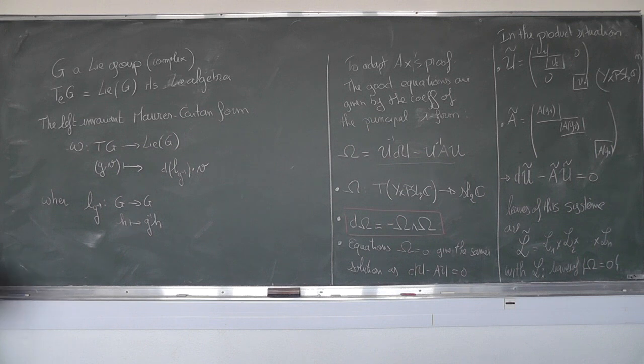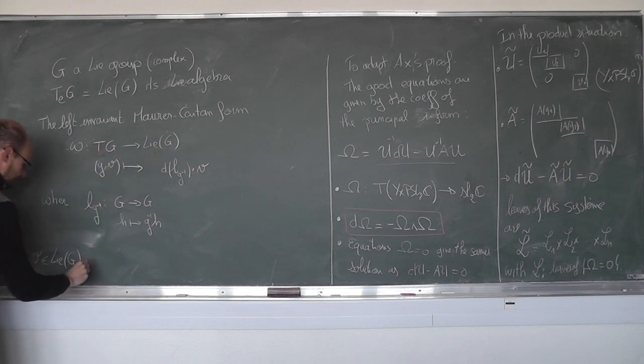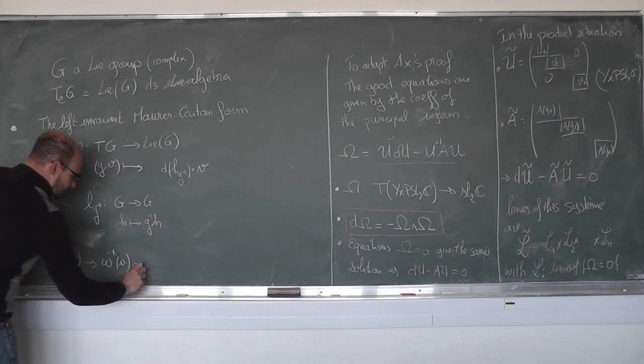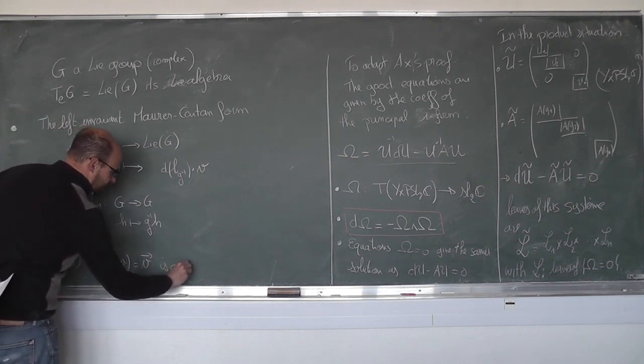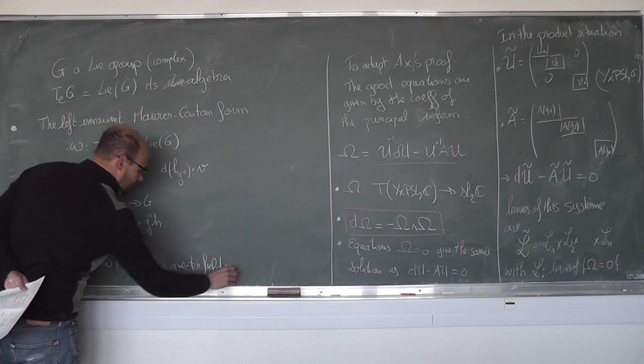Okay, this is our form, and it gives you some nice vector field here. So if you start with v in the Lie algebra of G, okay, take a vector here, the pullback is a vector field. Omega minus 1 of v, that I will call v with an arrow, it's a vector field on G.